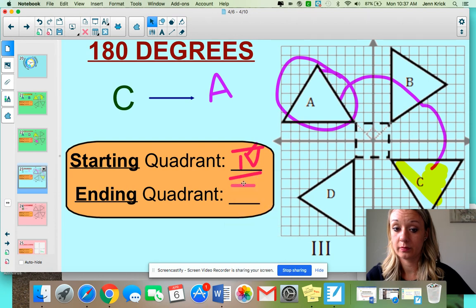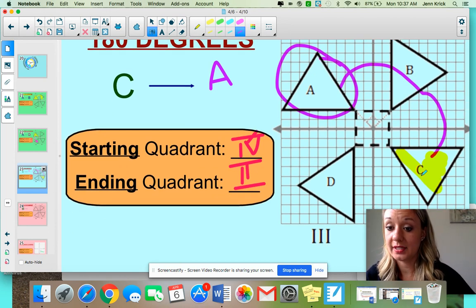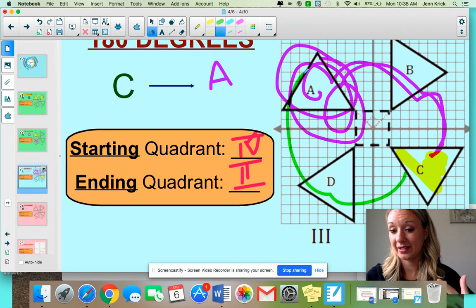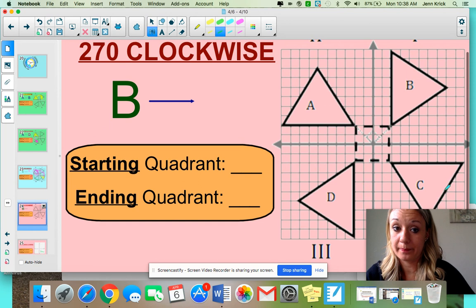So I end in quadrant 2, right there. So I started at C. I know that it's a 180-degree rotation, which is 2 turns. I go once, twice, and then here I am right here. Even if I went the opposite direction and I went once, twice, notice that I still end at A, so it doesn't really matter if you go clockwise or counterclockwise. All right, let's keep going. You guys are doing a great job.